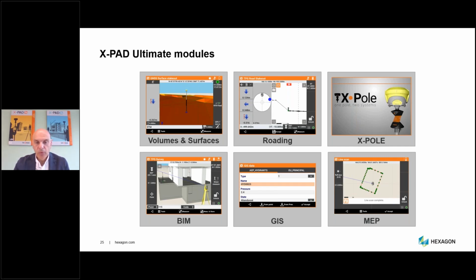With the routing module, instead, you can stake out road design data. Road design data can be imported from LandXML, but also from several local formats. And with this data, horizontal alignment, vertical alignment, cross-section, edge, polyline, you can go and stake out everything.